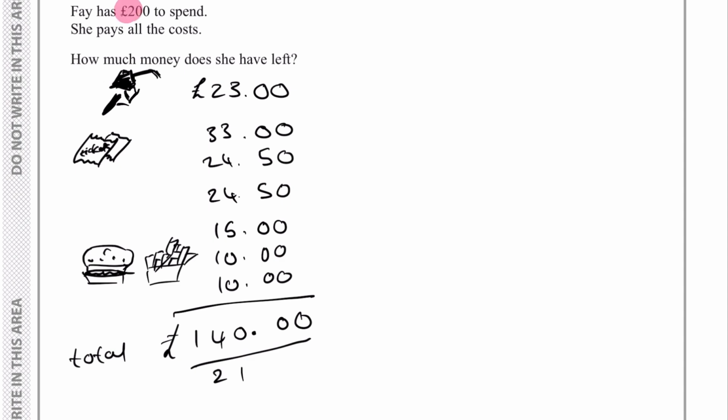Subtract the total cost from Faye's budget, and the remaining money equals £200 minus £140, which equals £60. So, after having an amazing day at the theme park, you'll have £60 left from your £200 budget.